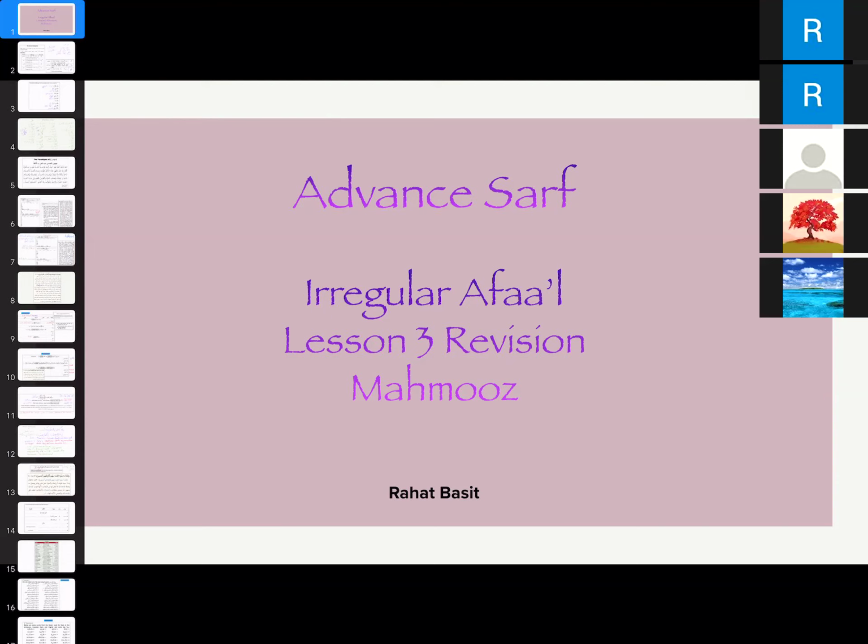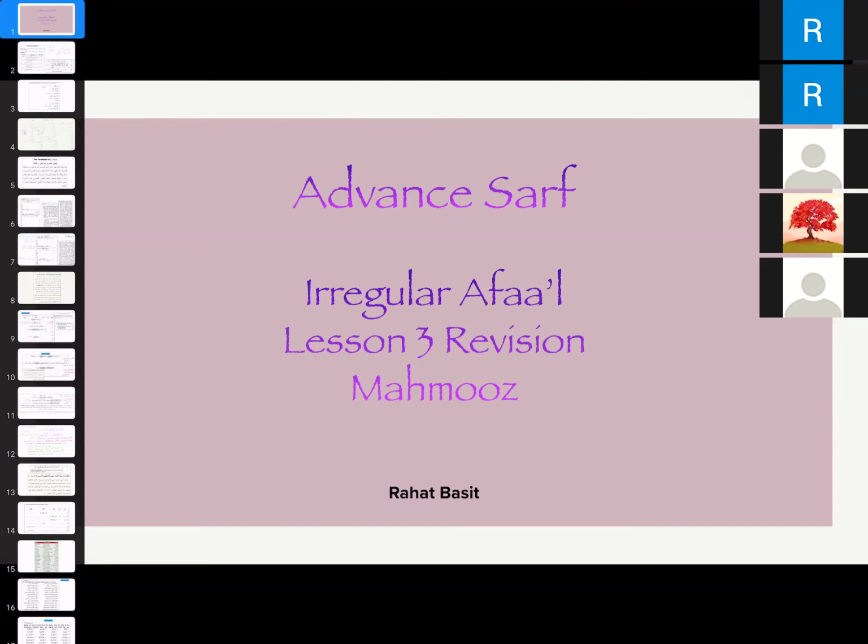Very good. How many irregularities in Mudaaf? Are there any categories in Mudaaf? No. Okay, what about Mu'tal? Mu'tal has three kinds. One is Misal: Misal Wawi and Misal Yayi, two kinds. Next is Ajwaf: Ajwaf Yayi and Ajwaf Wawi. Third is Naqis: Naqis Wawi and Naqis Yayi.